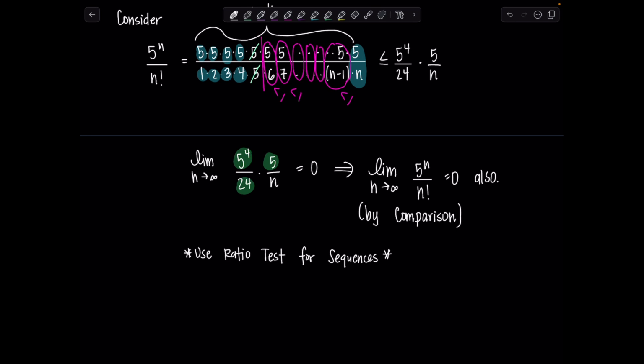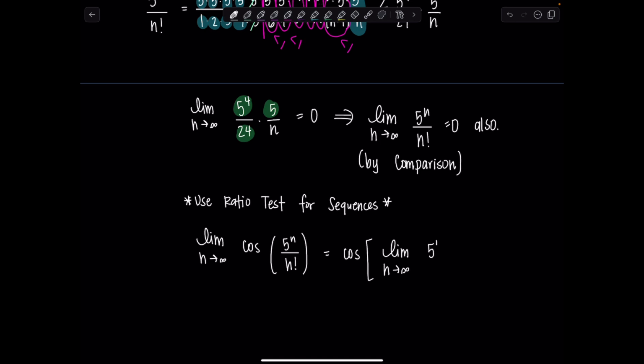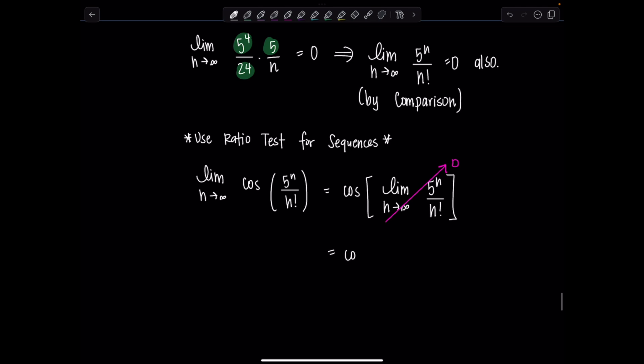So now back to the problem at hand. We're looking at the limit as n approaches infinity of cosine of 5 to the n over n factorial. Now, most of the time we take this limit, since it involves a composition of functions, and we just kind of pass the limit inside mentally. I'm going to write it out nice and neat. This is cosine of the limit as n approaches infinity of 5 to the n over n factorial. We just showed this goes to 0. So then I'm left with cosine of 0, which is 1, and not 0.